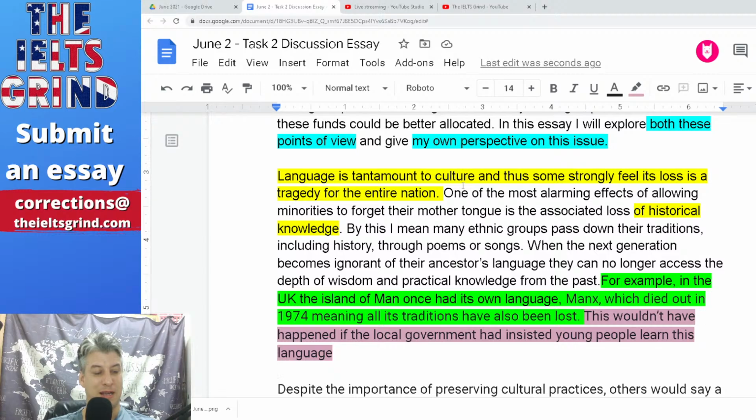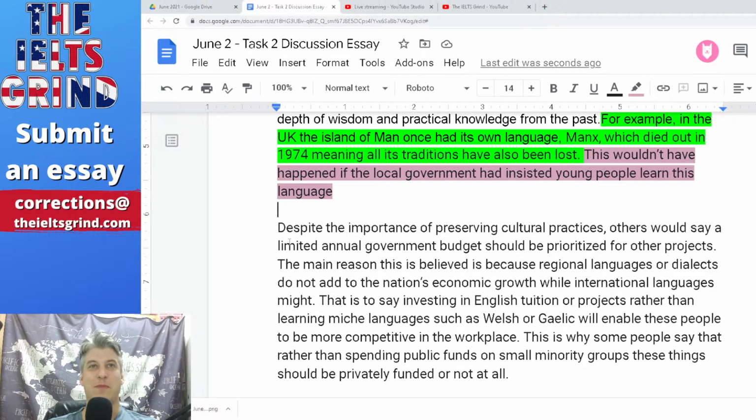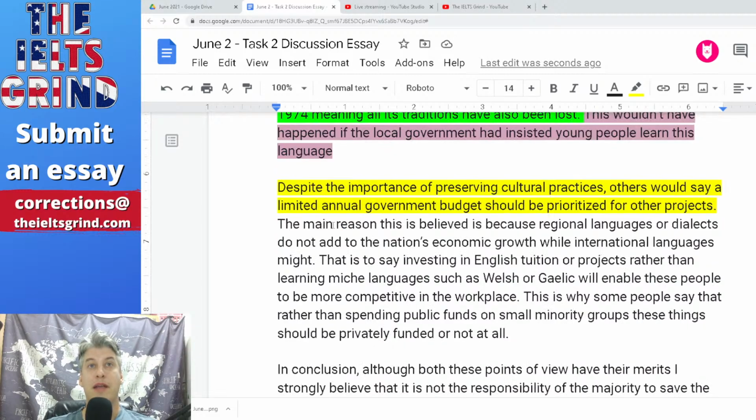Okay. So, let's go and look at the next one. Okay. Paragraph 2 of the body. Despite the importance of preserving cultural practices, others would say a limited annual government budget should be prioritized for other projects. So again, topic sentence. I'm clearly talking about the other point of view. The main reason that this is believed is because regional languages or dialects do not add to the nation's economic growth, while international languages might. So that's my main point.